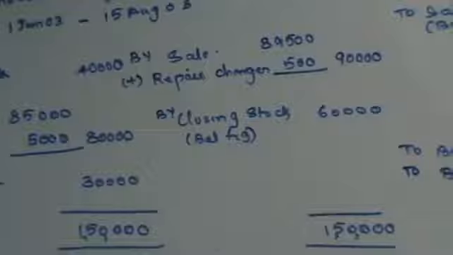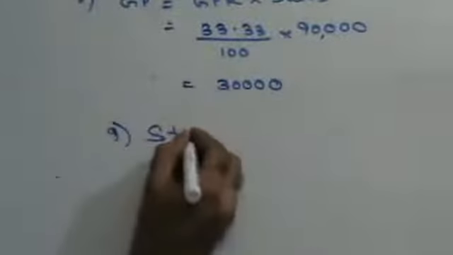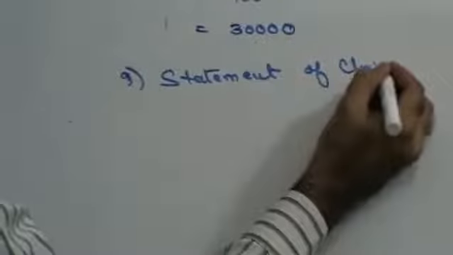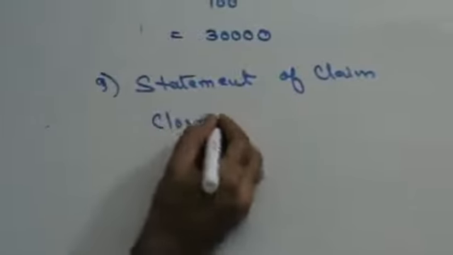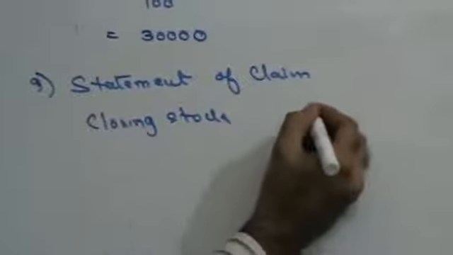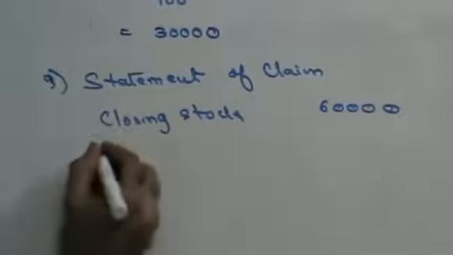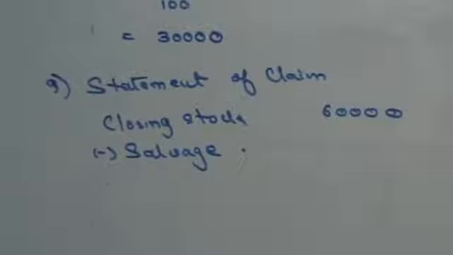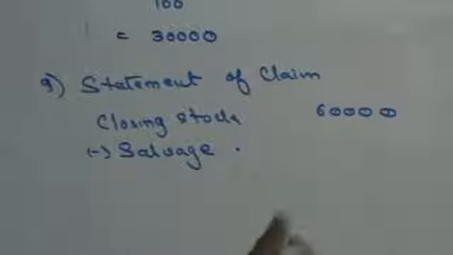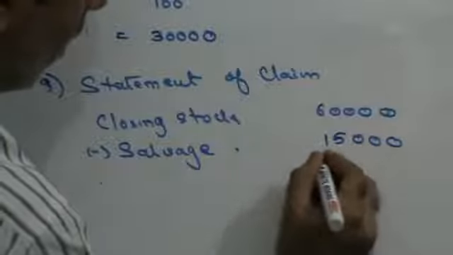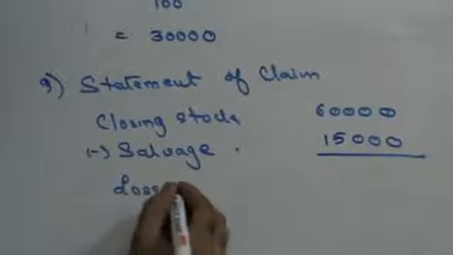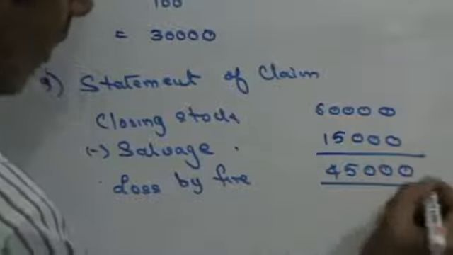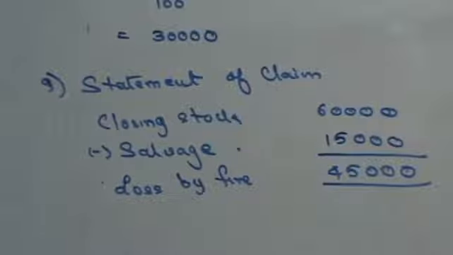Once you have this, then make a statement of claim. Closing stock is given to you as 60,000 less salvage. Salvage is given to you as 15,000, right in the beginning they have given you. Therefore your loss by fire is going to be 45,000. Once you have your loss by fire, then you can find out your claim.